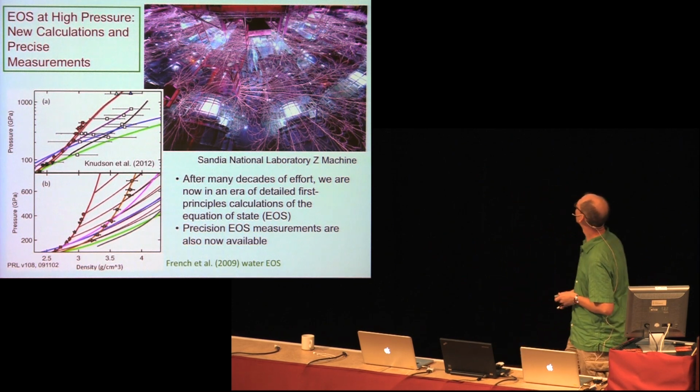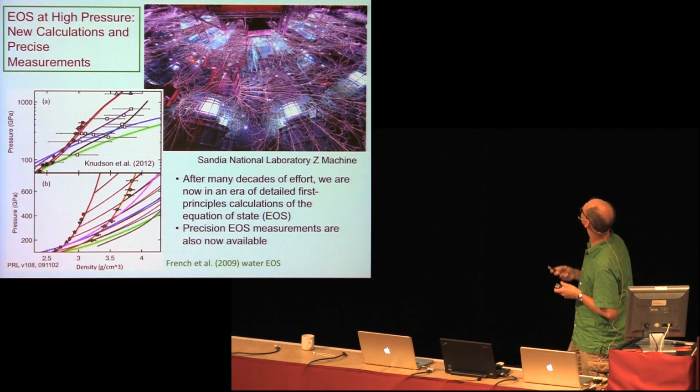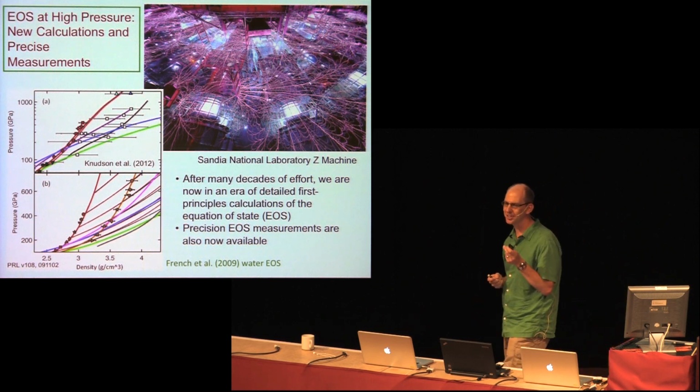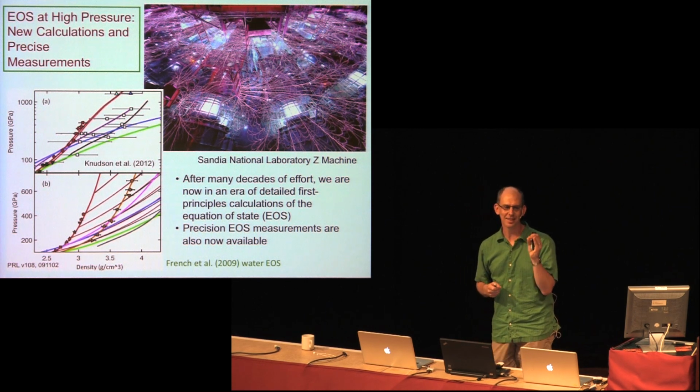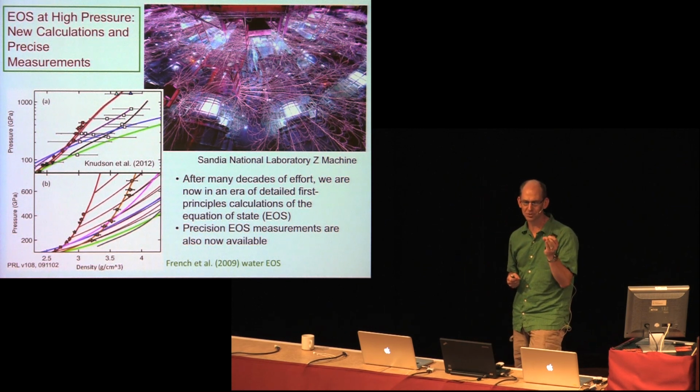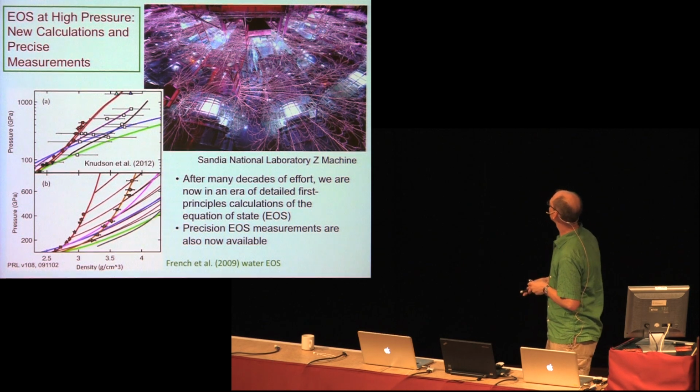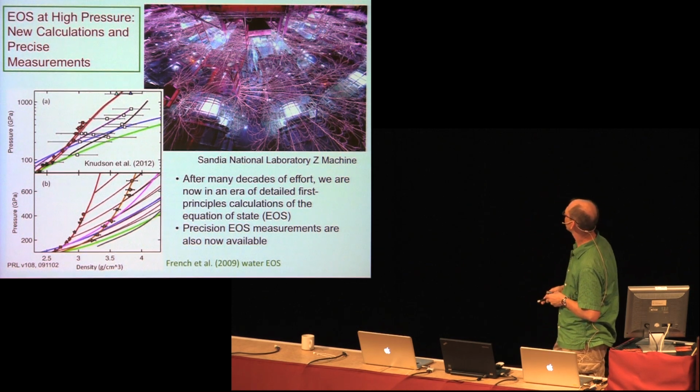So this is the Z machine at Sandia National Laboratory. This is a machine that can take a tiny metal plate and accelerate it to twice the escape velocity of the Earth. And they can crush it into a tiny sample, and they can measure the density, pressure, occasionally the temperature. So there's a very nice new water equation of state by French et al.